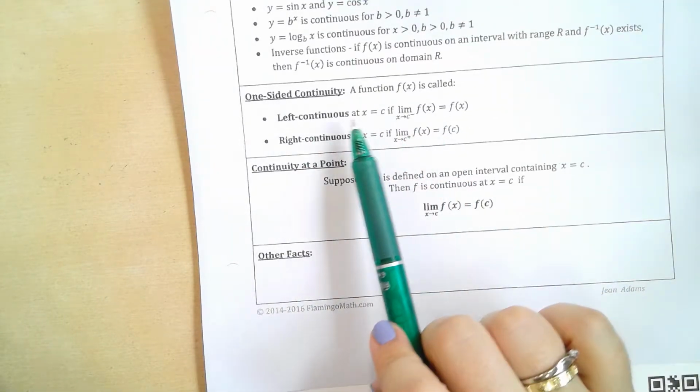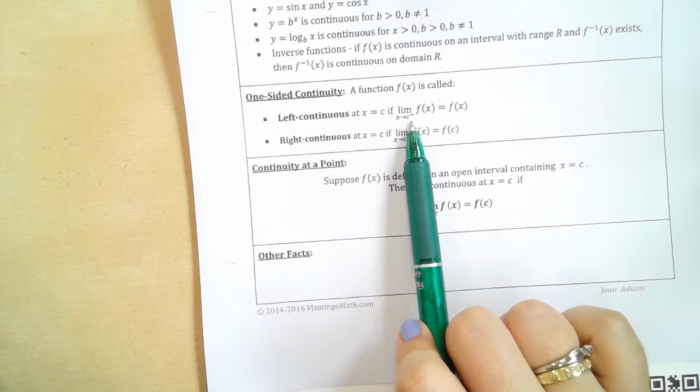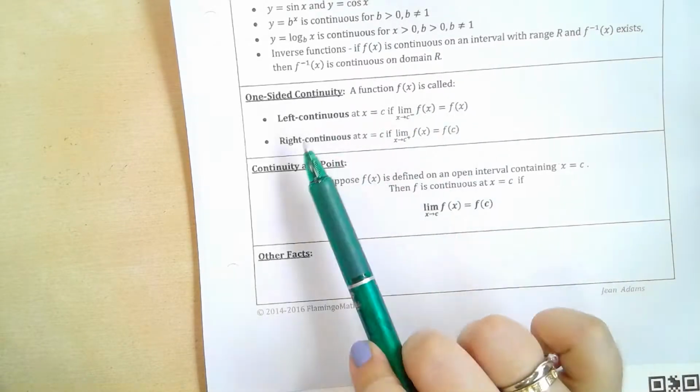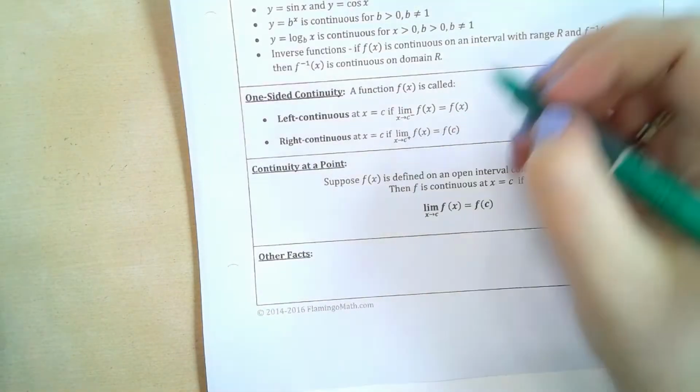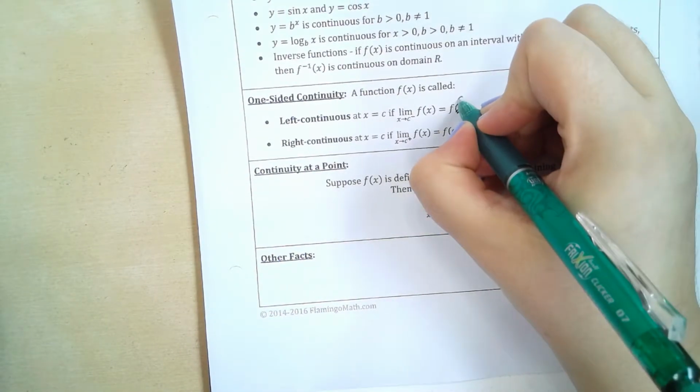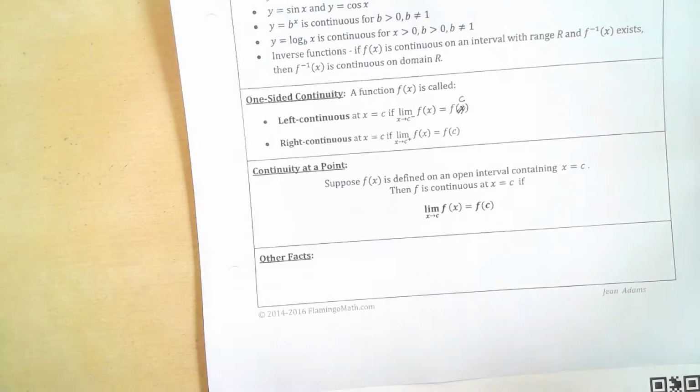One-sided: left continuous if the left-hand limit is equal to f of c, right continuous if the right-hand limit is equal to f of c. And actually, this should be a C right here. That should be a C. So make a note there in your own notes.